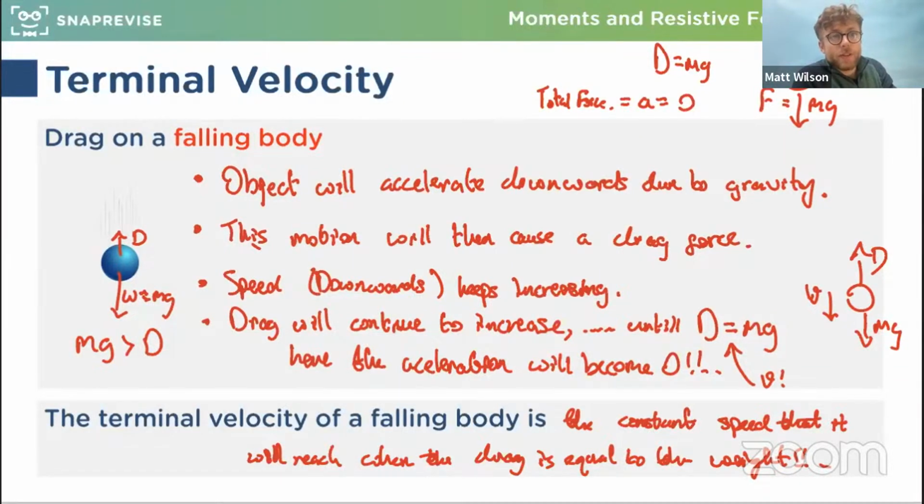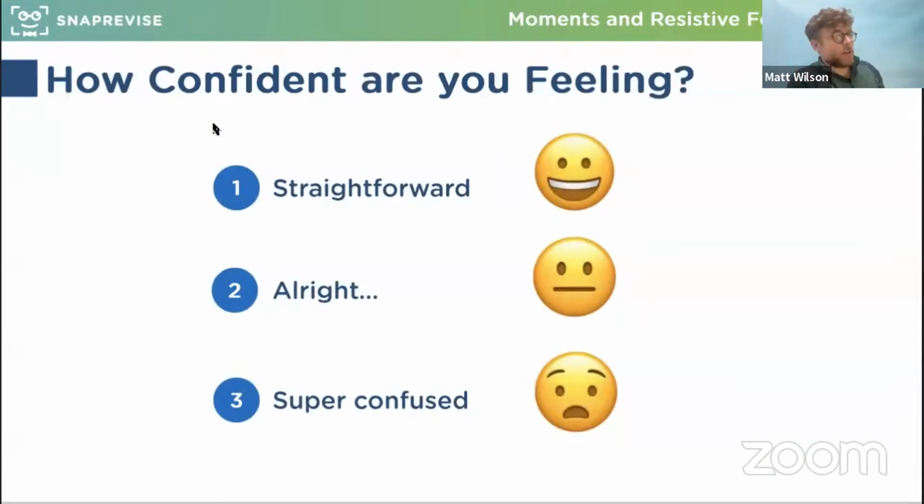Okay, so I believe that concludes the first half of this session. So feel free just to put in the chat how confident you're feeling. And obviously just let me know if you have any questions about what we've talked about so far. If you are feeling confused, we will be about to do a couple of exam questions that might help. Okay, cool. Well, let me know if there's any questions.